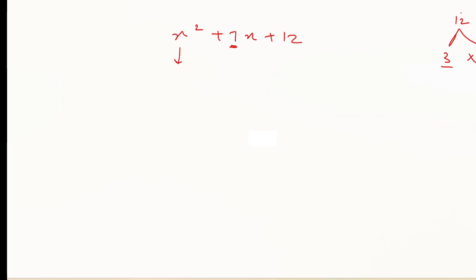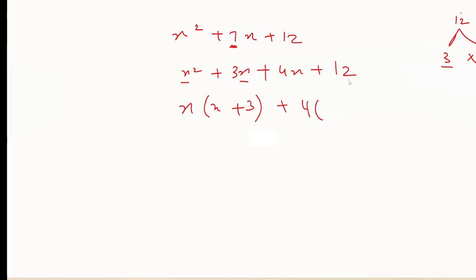So first term write as it is, x square. In place of 7x I can write 3x plus 4x, then write 12 as it is. Take common: I can take only x common between these two terms. So 1x remaining, here I took x common, so only 3 remaining. 4 I can take common because 4 is a factor of 12. x plus 4 times 3 is 12, right? So 3 is remaining inside.